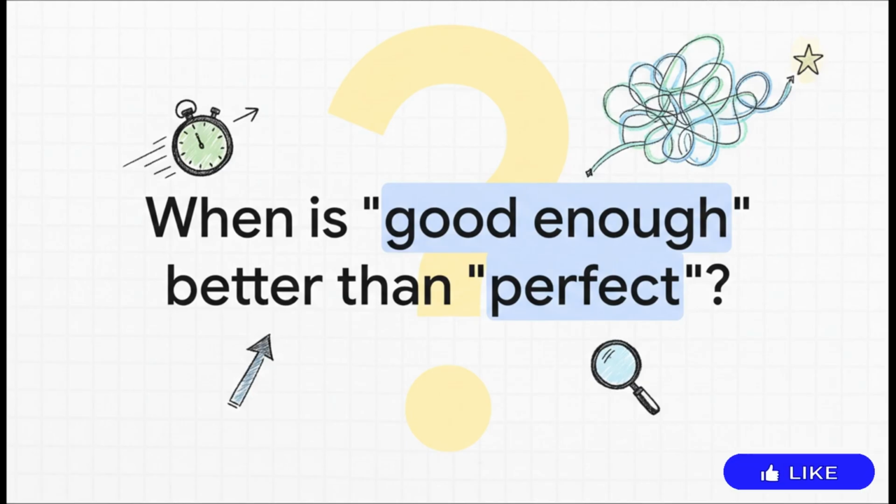And that brings up a really interesting question that goes way beyond just code and computers. In our own lives, when we're making decisions, when is good enough actually better than spending forever searching for perfect?